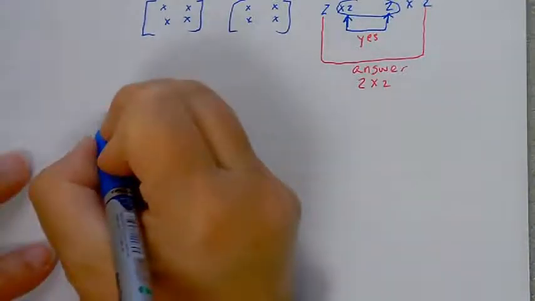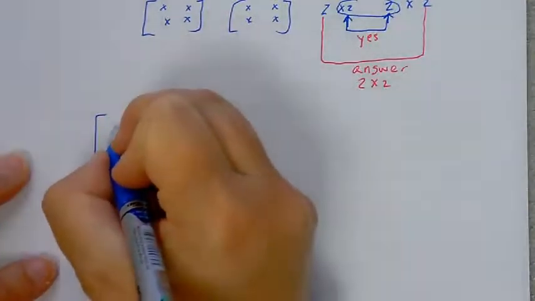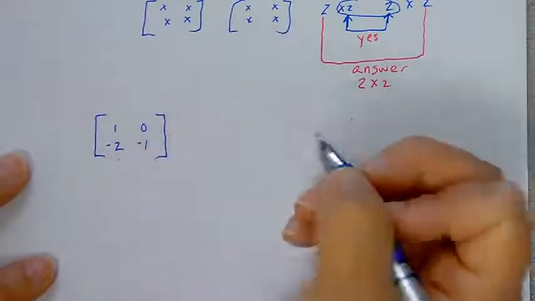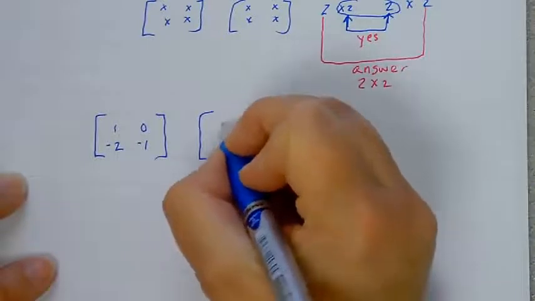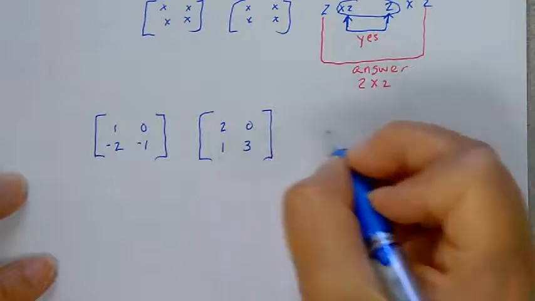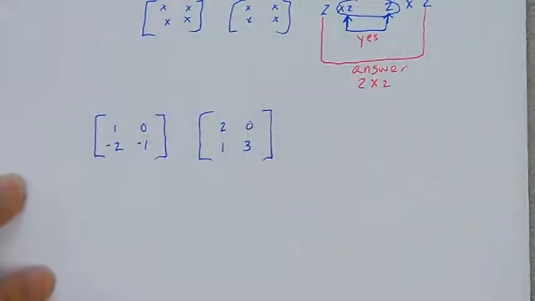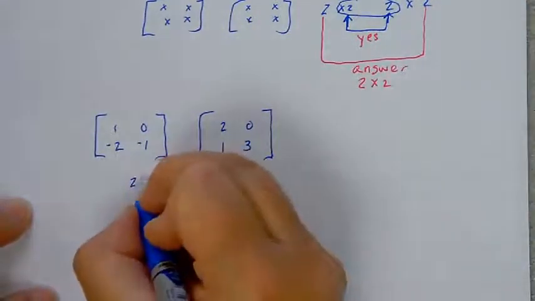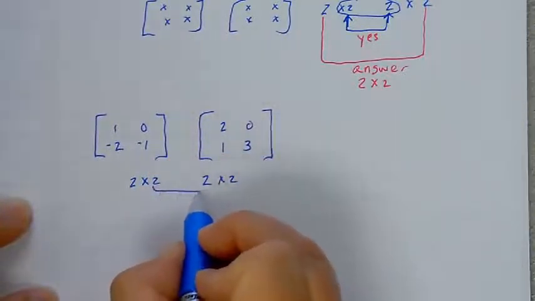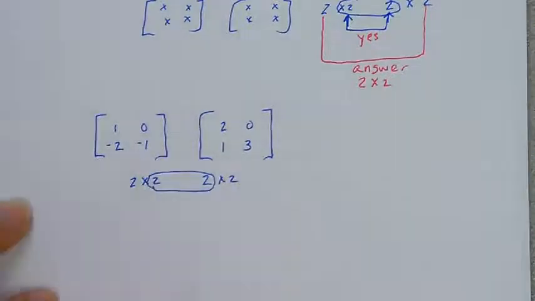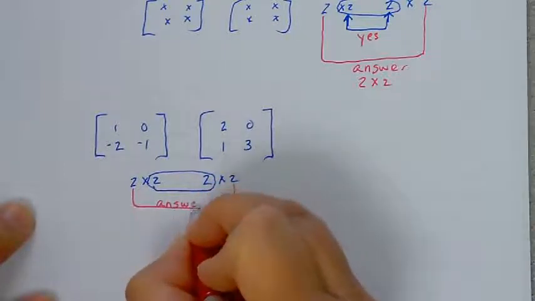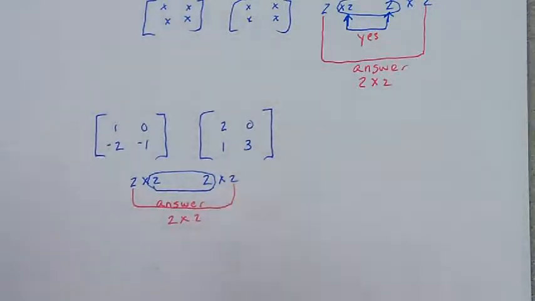So if I have the matrix 1, 0, -2, -1, and I multiply that by the matrix 2, 0, 1, 3, I'm going to write this out to make sure that I can multiply. This is a 2 by 2, and I'm multiplying it by a 2 by 2. Since these two numbers are the same, that means that I can multiply, and the answer is going to be a 2 by 2.